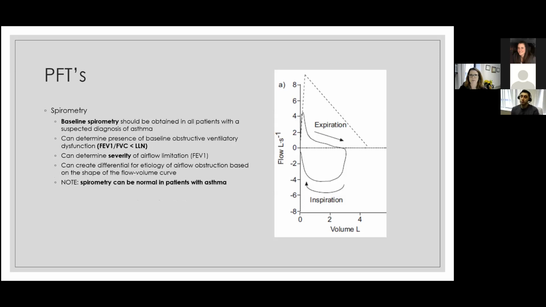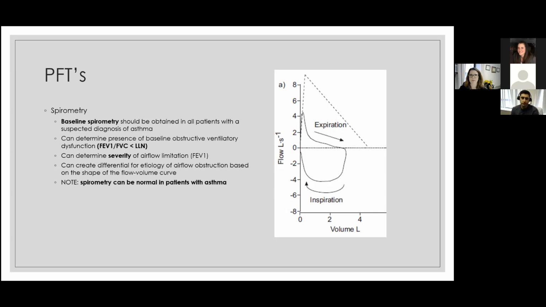So what are you looking at on PFTs when you're evaluating a patient for asthma? Well, first and foremost, you should look at spirometry, and baseline spirometry should be obtained in all patients who are suspected of having asthma. If the FEV1/FVC is less than 70% or the lower limit of normal, that can help you determine whether the patient has baseline obstructive ventilatory dysfunction. If you assess the FEV1 itself, you can determine the severity of airflow limitation.